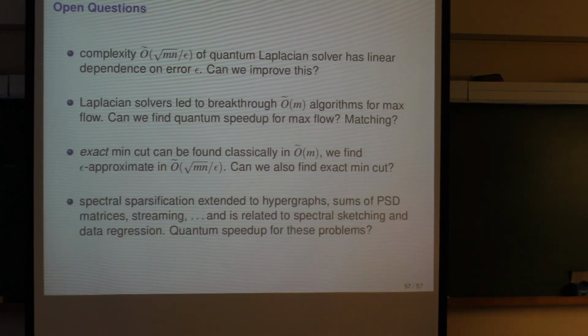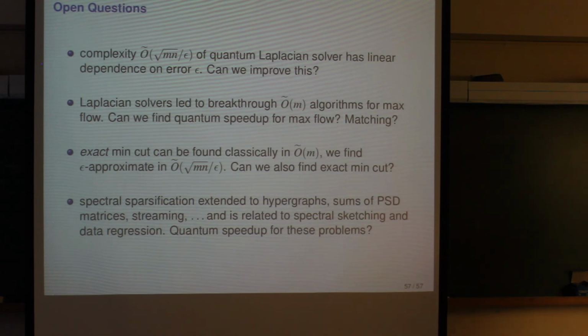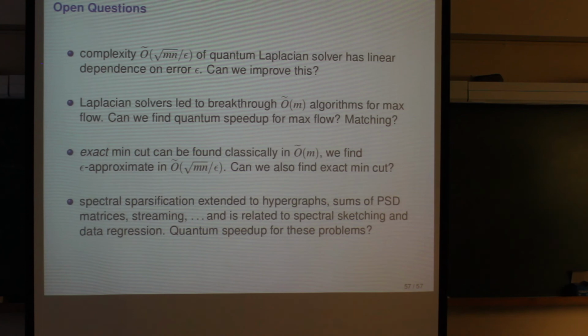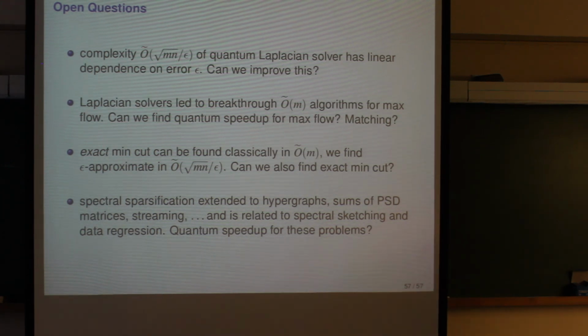And then finally, spectral sparsification has been extended to more general objects like hypergraphs, sums of PSD matrices, and the streaming setting, and it's related to very nice fields of research like spectral sketching and data regression. Can we similarly find a quantum speedup for these problems?